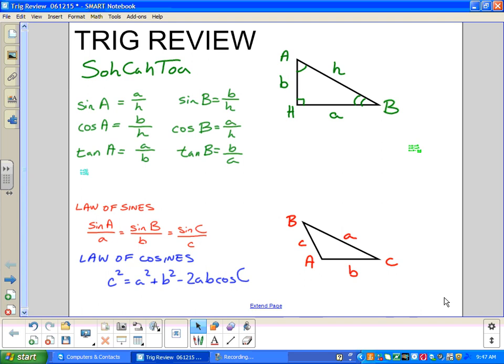We all know SOHCAHTOA. We've been doing it for quite a while. Sine, cosine, and tangent. I show a right triangle. We know that if we're going to apply sine, cosine, and tangent, it has to be a right triangle. Down below, you'll see law of sines, law of cosines. It does not have to be a right triangle.